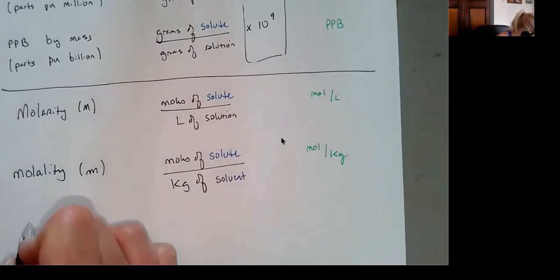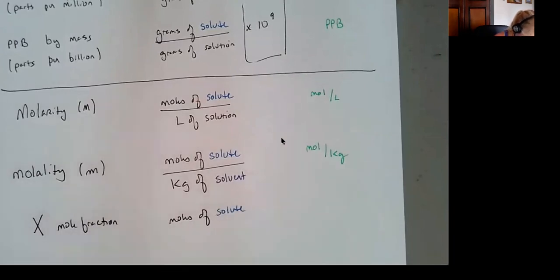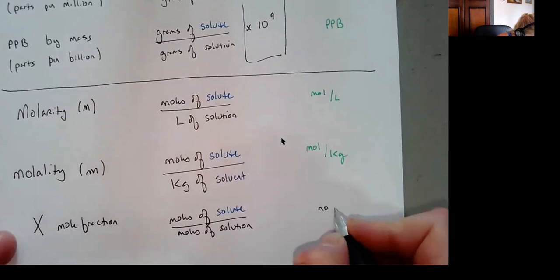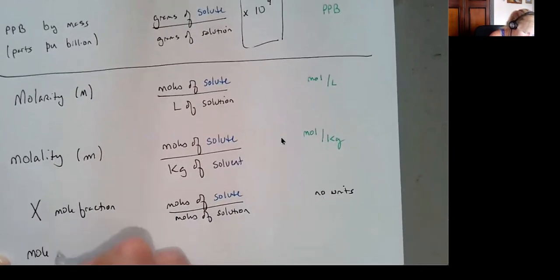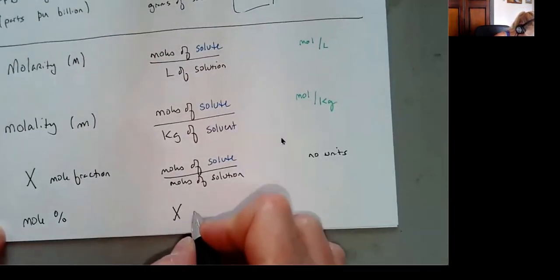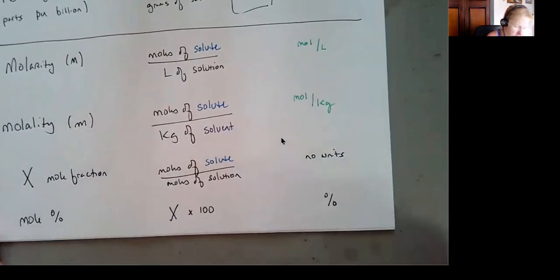And then the last one, which we just talked about, was mole fraction: moles of solute over moles of solution, and there are no units here. And then mole percent, which you don't see very often. Mole percent is just X times 100 to give you a percentage, so I take my mole fraction and multiply it by 100. Those are all the various ways that we can look at concentrations of a solution.